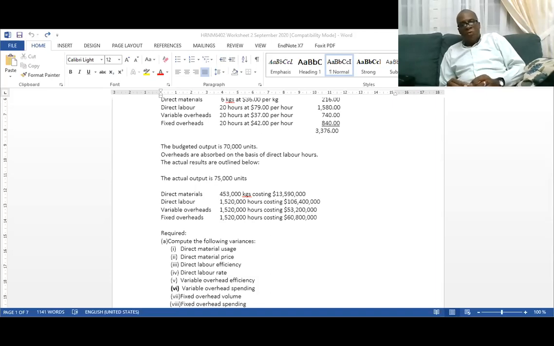Now the fixed overhead spending variance.